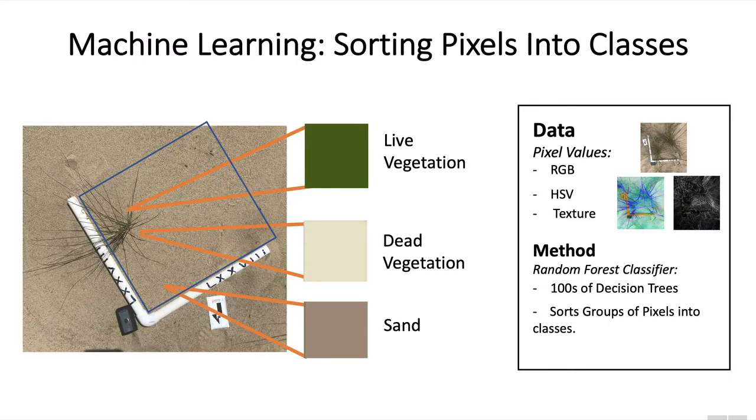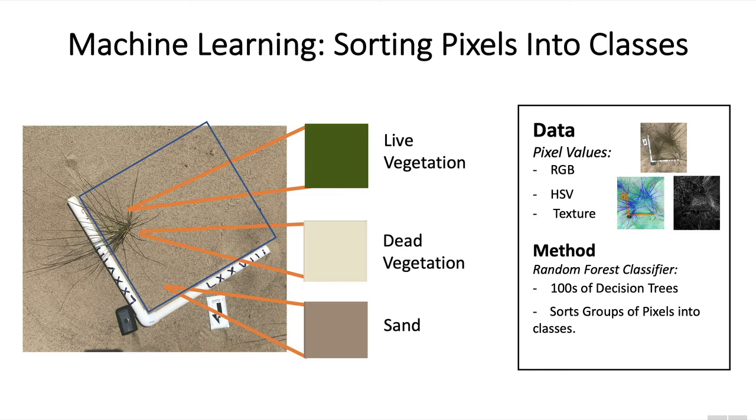To create initial vegetation coverage maps for the quadrants using ground-based photography, we used machine learning to create a classifier that labeled every pixel inside the quadrant as live vegetation, dead vegetation, or sand. First, we represented the original RGB photographs in different ways by transforming them into different color spaces, such as HSV, and calculating texture measurements using the gray level co-occurrence matrix. This increased the accuracy of the classifier.